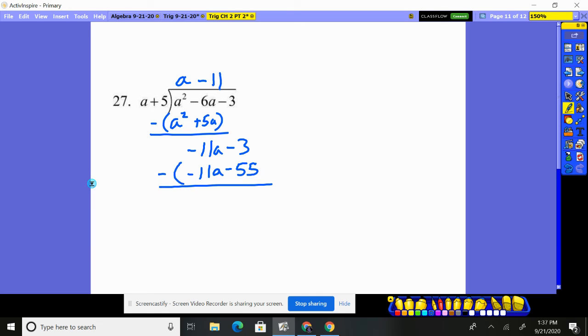Remember, I'm subtracting the whole thing. Negative 11a minus a negative changes to plus. They go away. Negative 3 minus a negative, that minus a negative will change to plus 55, which will give us a remainder of positive 52. So we write it as plus the fractional part, 52 over a plus 5.